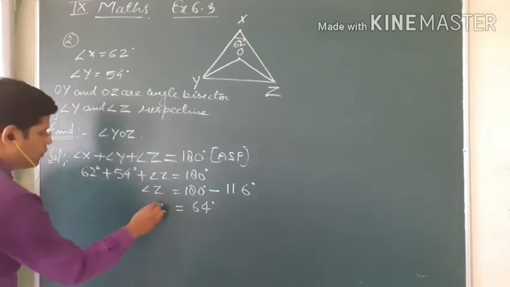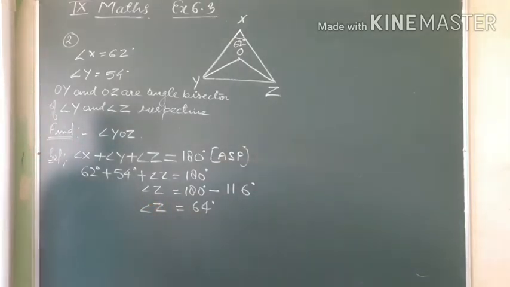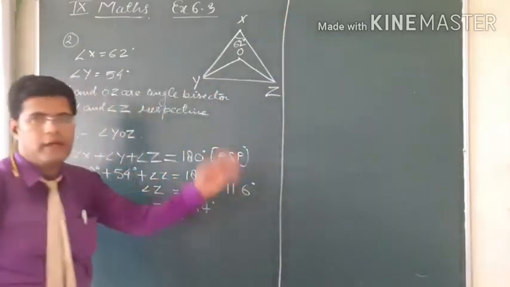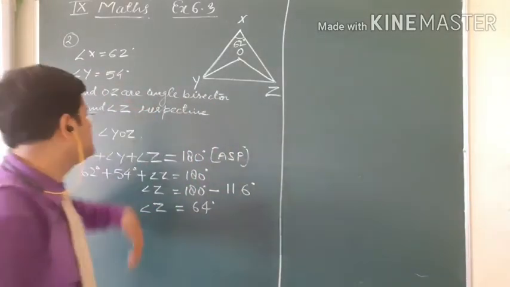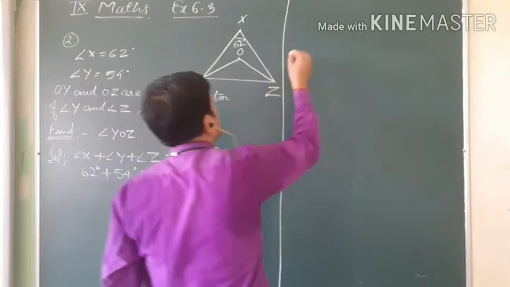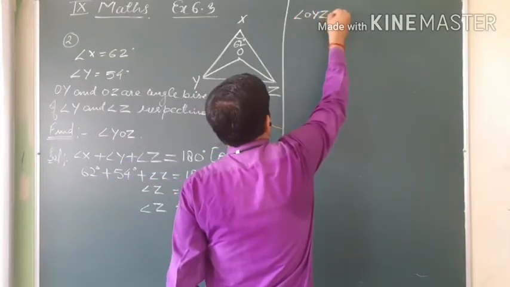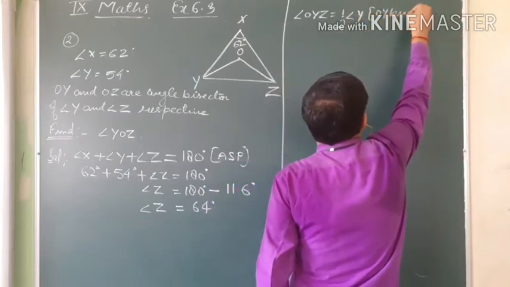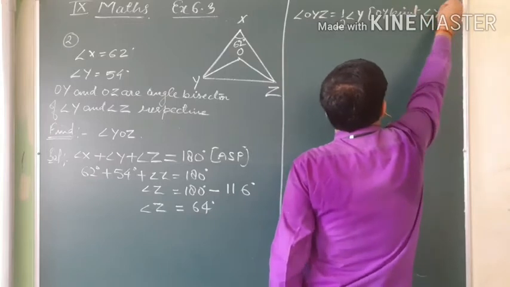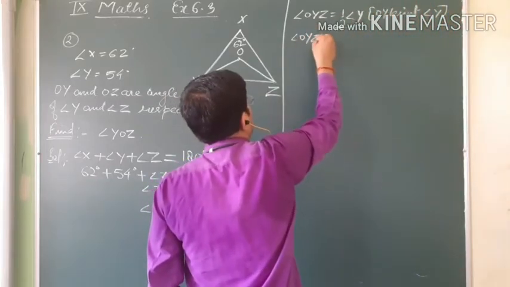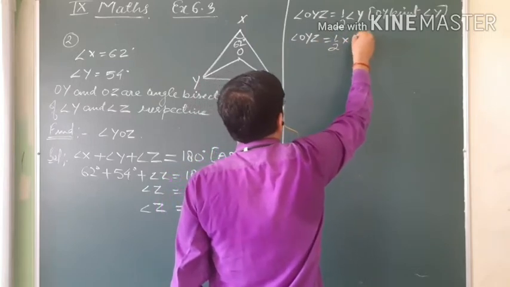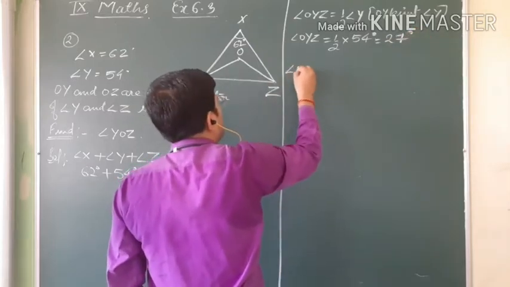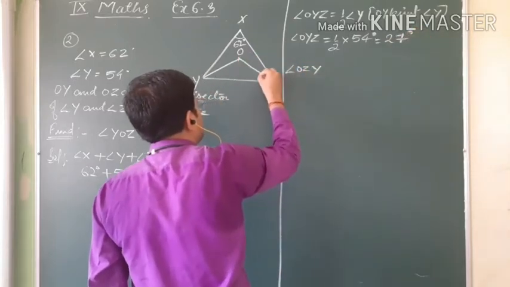Now what do we have to do? Firstly we do the bisector of the given angles, then the rest of the sum. Dividing this board into parts, on that part we are going to do the rest of the sum. So angle OYZ is half of angle Y because OY bisects the angle. So angle OYZ is equal to half of 54, that is 27.